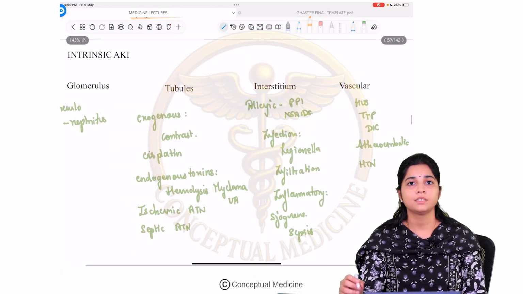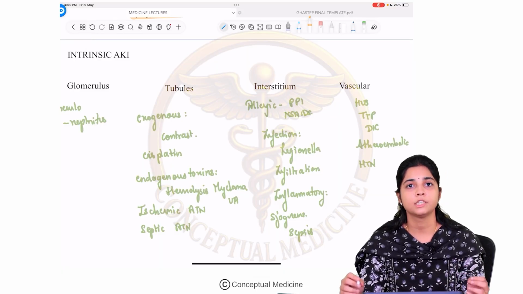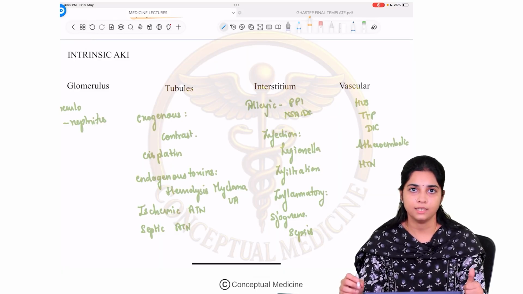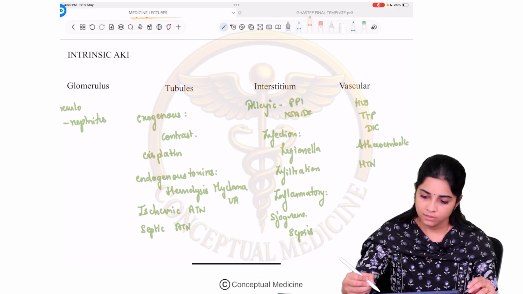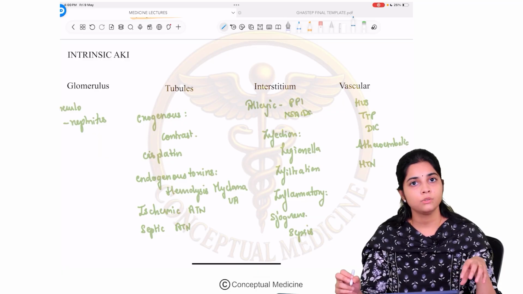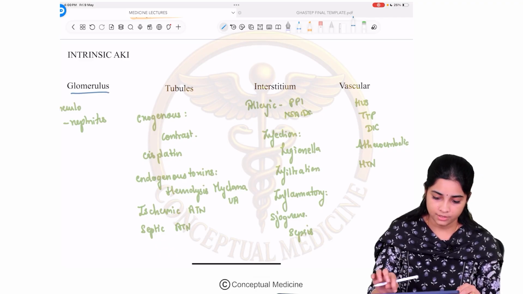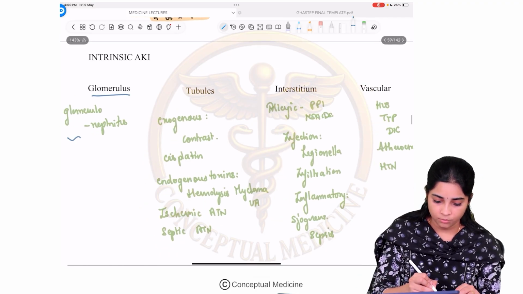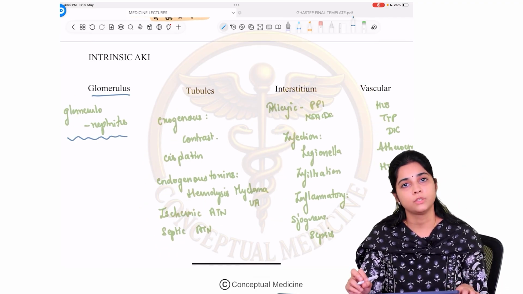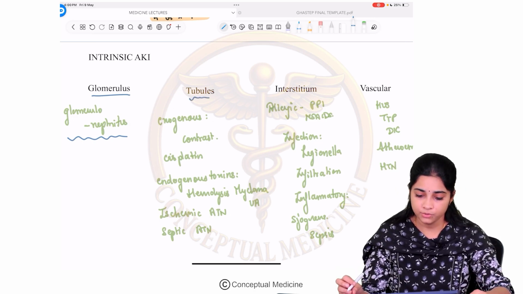Okay, now we have learnt about prerenal, and prerenal versus intrinsic. Let us go into the different types of intrinsic AKI. Like we have discussed already, whenever you talk about intrinsic AKI, you always discuss the kidneys in terms of compartments. So, glomerulus: if the glomerulus is affected, what kind of disorders? It is your glomerulonephritis. Tubules: how can the tubules be affected?